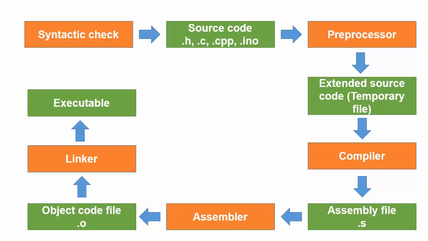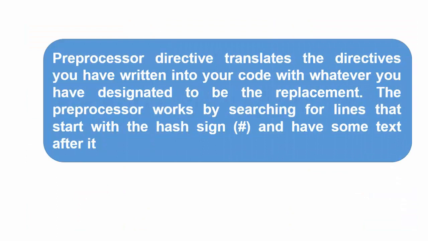But out of all the compilation stages described above, we are going to only focus on the second one, the preprocessor. The preprocessor translates the directives you have written into your code with whatever you have designated to be the replacement. The preprocessor works by searching for lines that start with the hash sign and have some text after it. We will focus mainly on hash include, hash define, and conditional directives since these are the most useful on Arduino.